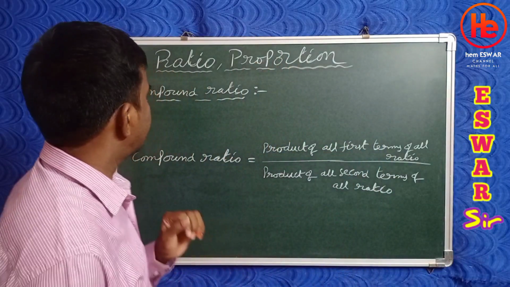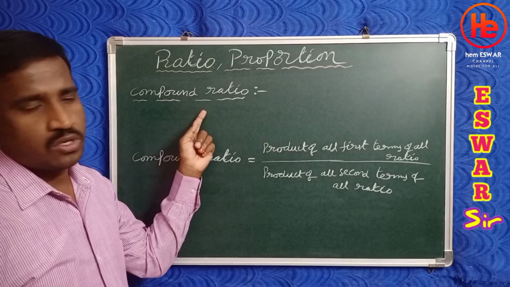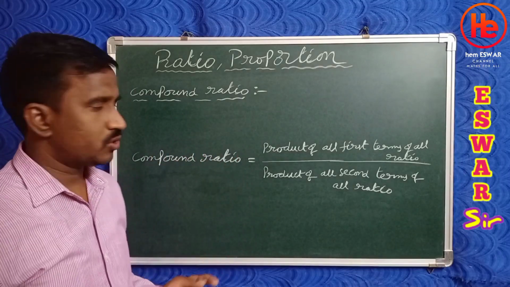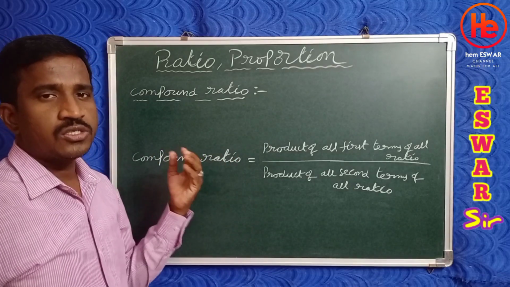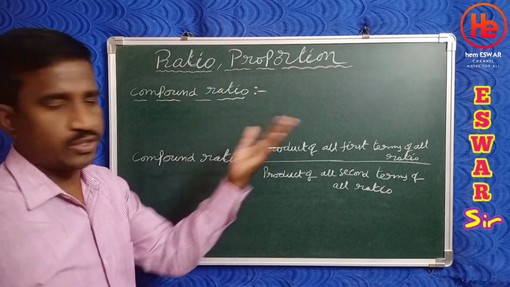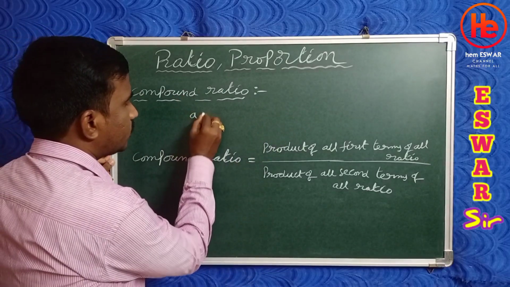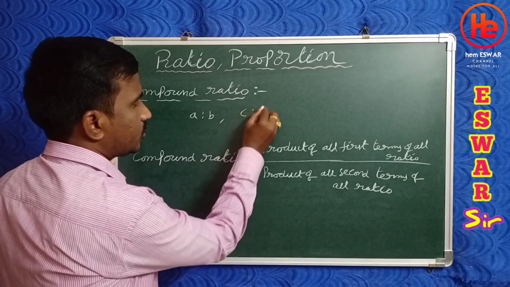Now discuss about compound ratio. Now what is meant by compound ratio? Compound ratio means, suppose we take two or more ratios, take A is to B and C is to D.